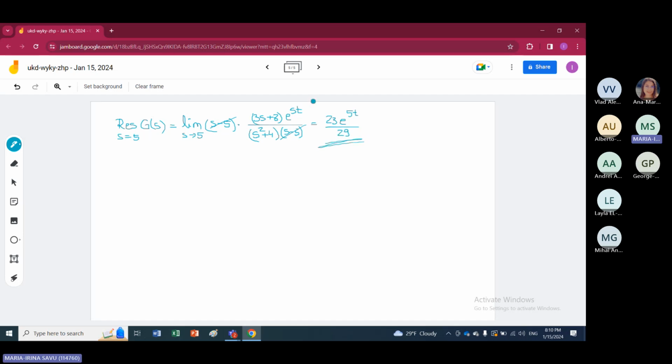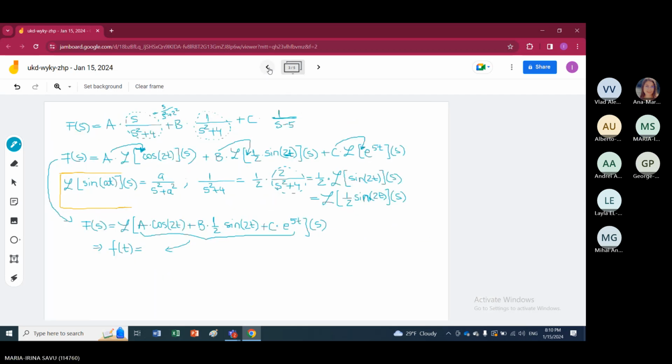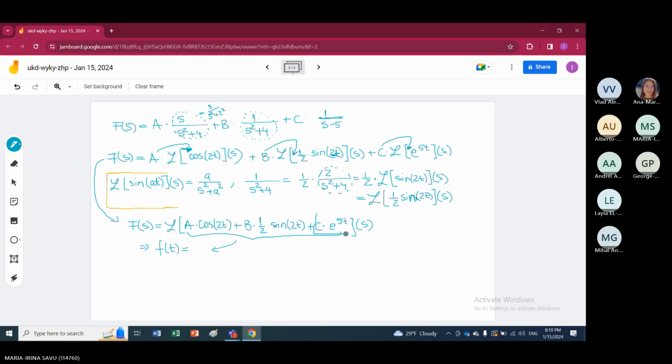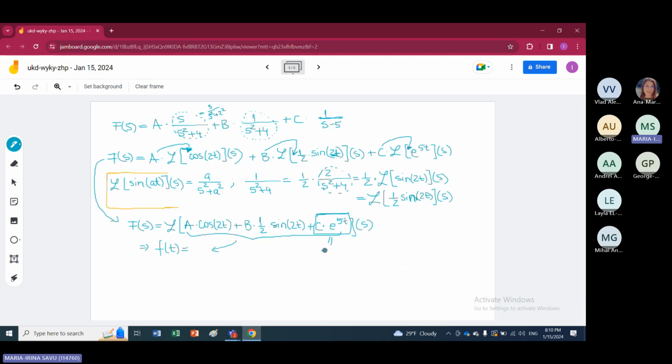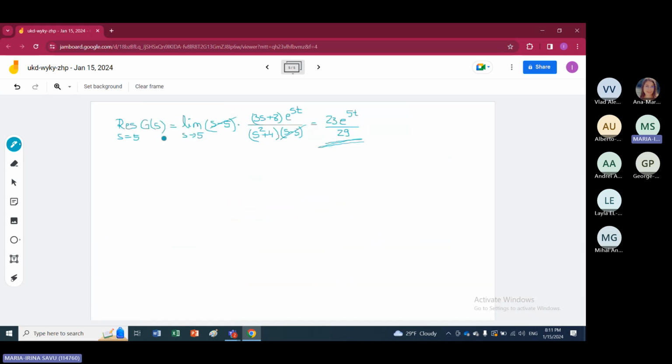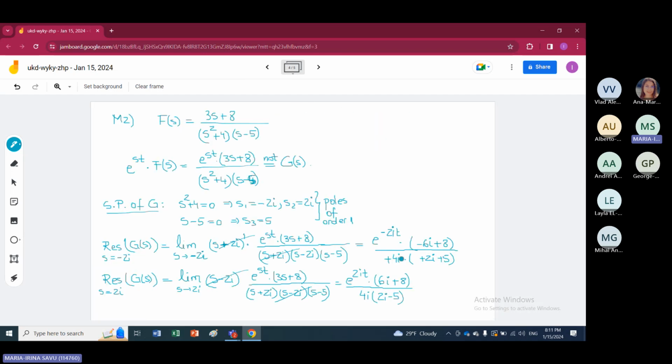And if you take a look here and here, you will see that you have the same function because c, in this case, was actually 23 over 29, okay? So in the end, in the first method, you had 23 over 29 times e at 5t. This was the last function. And our last function, this one is correct. But now we must add these functions in order to find the first part of the original function.